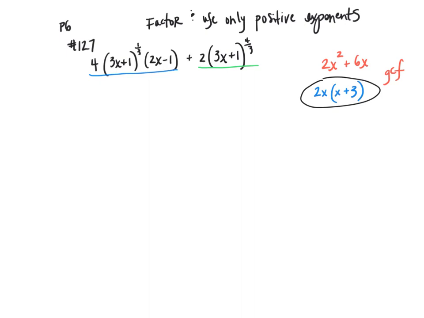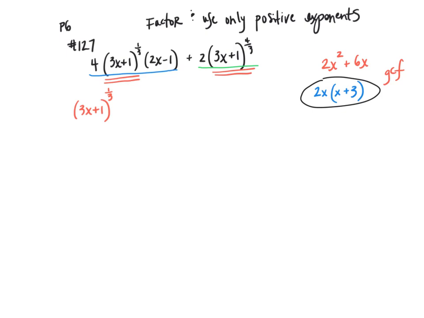So in this harder problem, when I did it initially, I actually didn't get the greatest common factor because I was focused on this piece right here. Notice that both groups have a 3x plus 1 in common, but we have to determine 3x plus 1 to what power. Well, they both have a 3x plus 1 to the 1/3 power. And why is that? That goes back to your exponent rules.